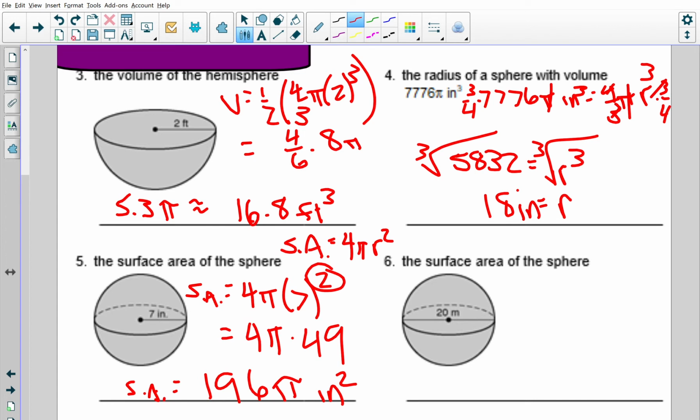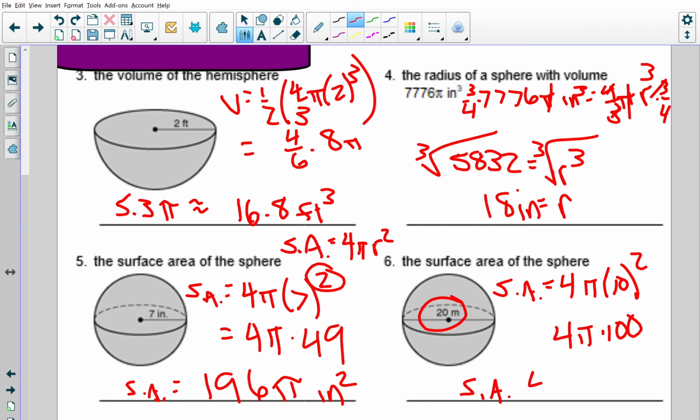And then again here, they give you the diameter. So that means that the radius will be half of that. 4 pi r squared. Pretty easy. Just plugging in numbers.